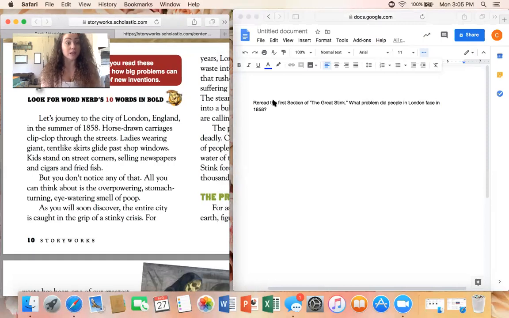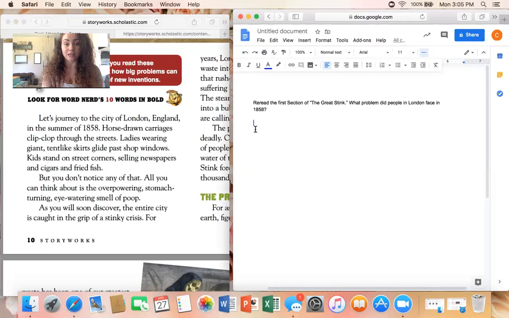Now, the first thing that I like to do before I answer or start reading at all is I always read my questions so I know what to look for. So my question here is, reread the first section of The Great Stink, and that's what we're going to do. What problem did people in London face in 1858? Before I get started reading, I'm thinking about what problem did people face in London? I don't know yet. I have to go through and read. All right, let's get started.